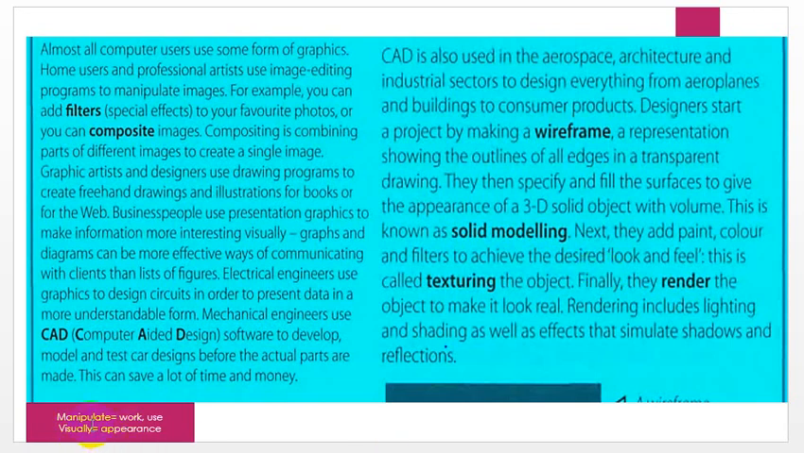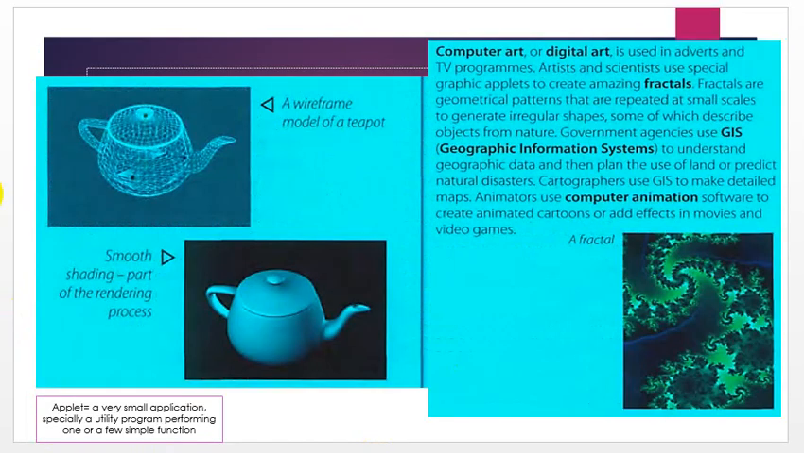And also here I write only two vocabulary words: manipulate, which means work or use, and visually, which means appearance. Okay, a wireframe model of a teapot with smooth shading, part of the rendering process, rendering after coloring.